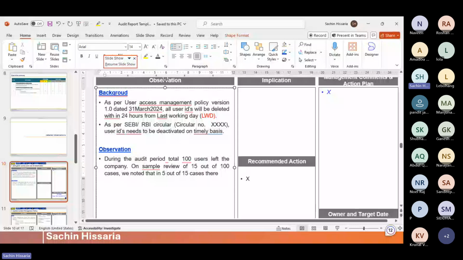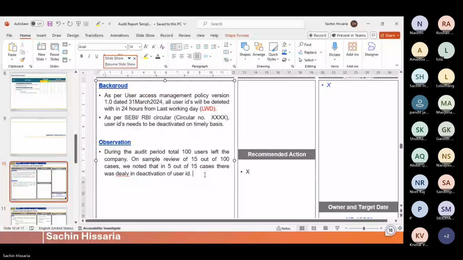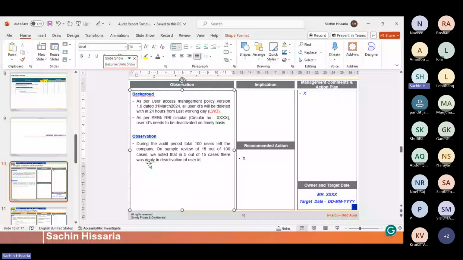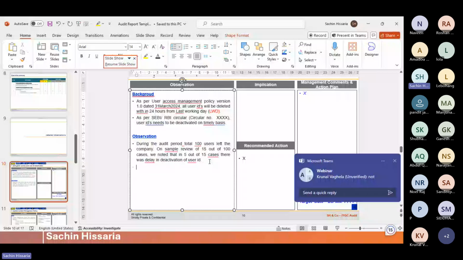Now, can you please tell me whether this observation is complete or not? Yes or no? Do you want to write anything else? This is not a complete observation. Perfect. Can you tell me what else we can add here? Any one of you?